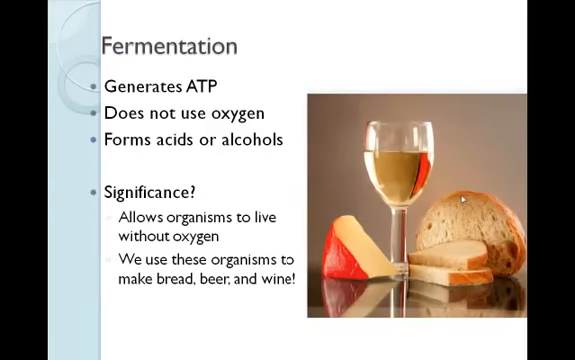Now let's look at another important metabolic pathway. Fermentation is an anaerobic pathway, a pathway that does not consume oxygen, but it does allow cells to form ATP. It also forms acids and alcohols. So some organisms use this pathway, and we take advantage of the pathway to make beer, bread, and wine. And that's something most of us appreciate.